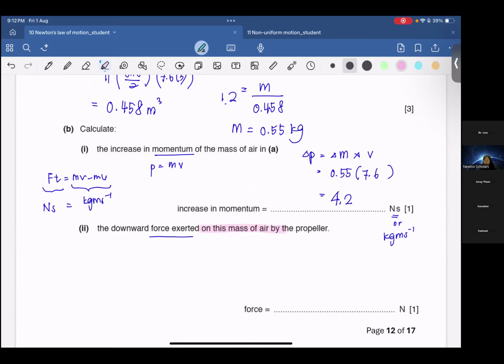Okay, calculate the force in 3 seconds. Boys and girls, calculate and then tell me your answer. Force is related to momentum, and then they give you the time, which is 3 seconds. So how do you solve it?